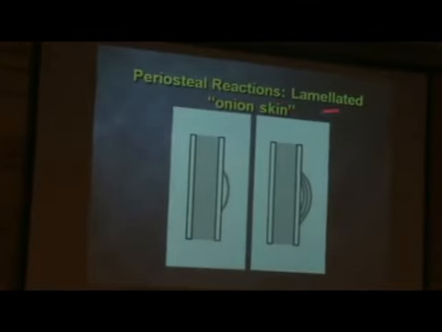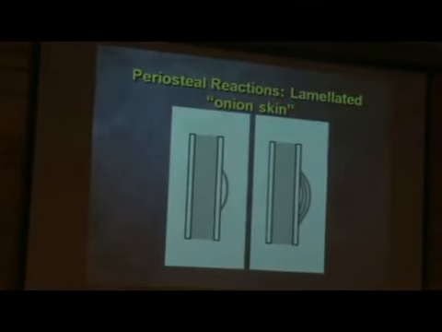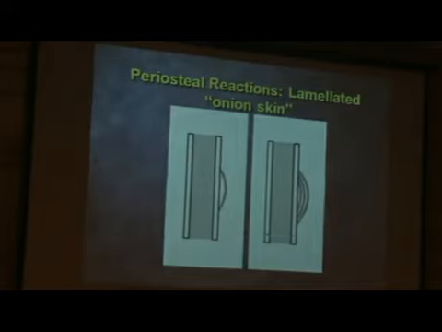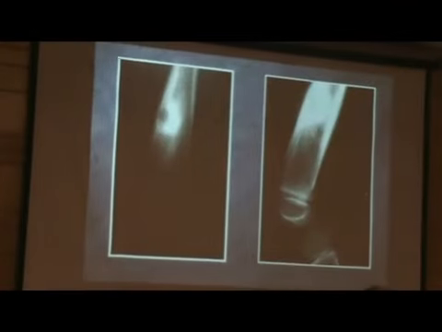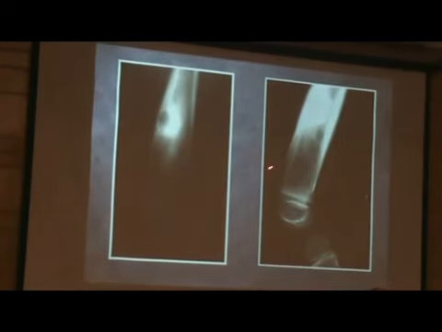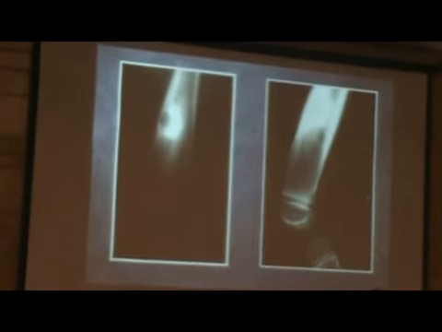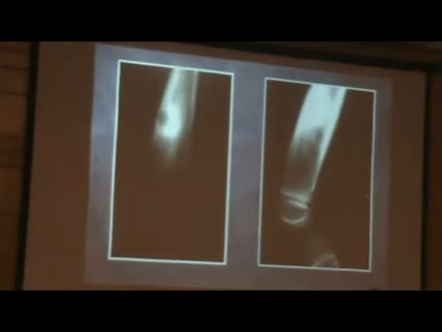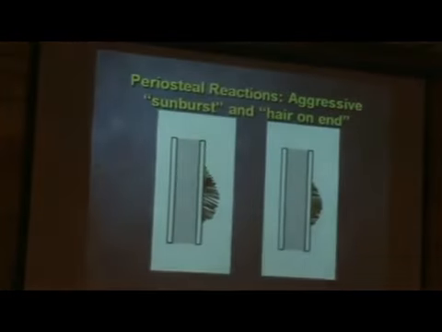When there is layering and onion skinning, that usually means that it's a faster growing lesion. Here's an example of faster growth, and you can appreciate the individual layers, although it wasn't reflected that well here. So it's a more aggressive process we're dealing with here.